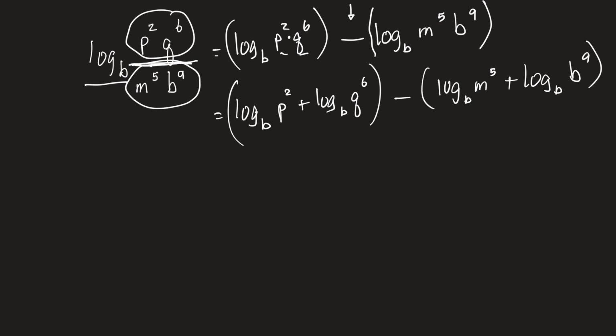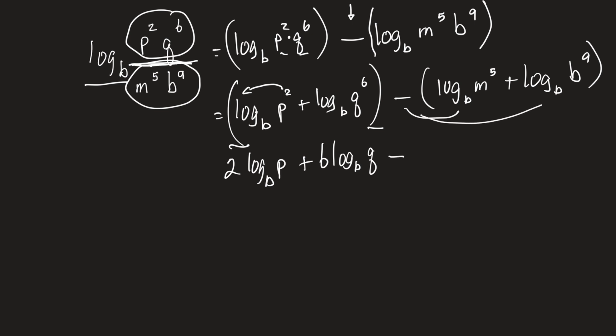Okay, now the first ones I can just drop these brackets, but I'm also going to use that power rule to take the 2 out front. So it'll be 2 log base b of p plus 6 log base b of q. Now over here, this negative has to apply to both things. So it'll be minus 5 log base b of m, and then it'll be minus 9 log base b of b.